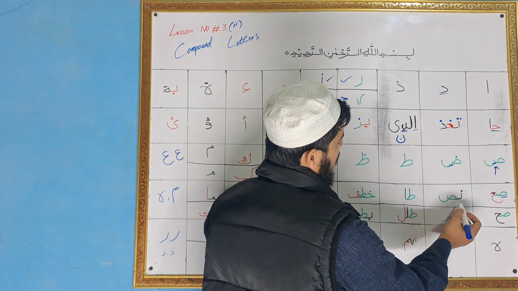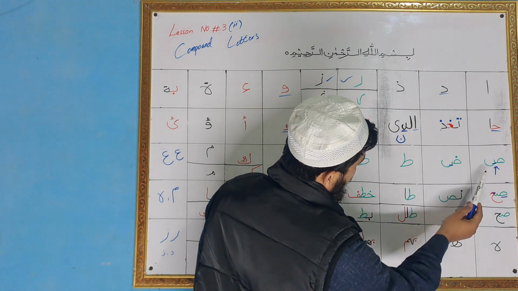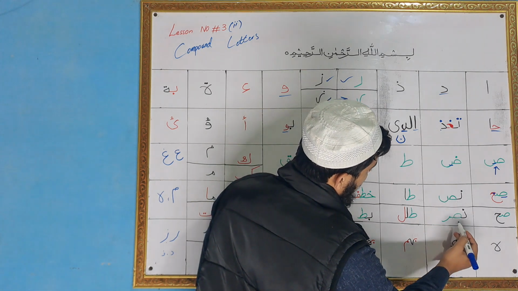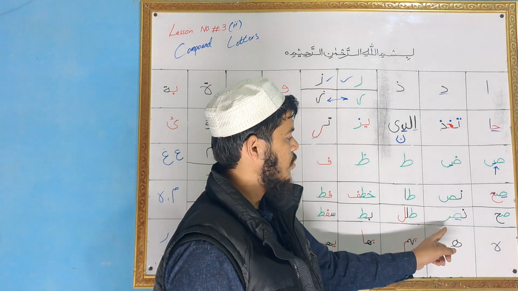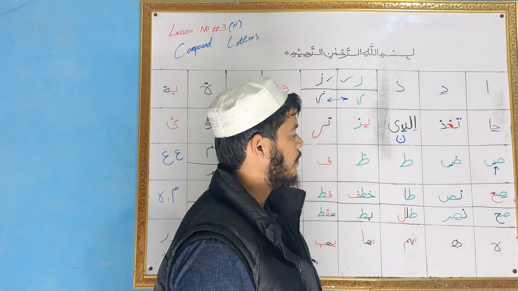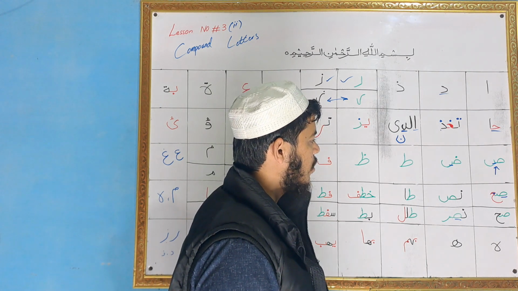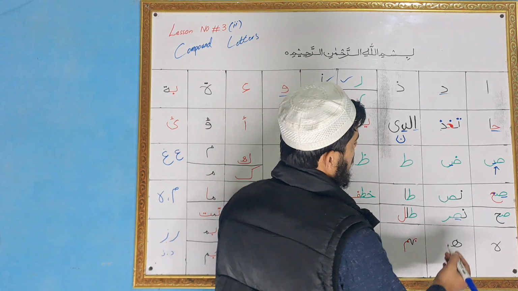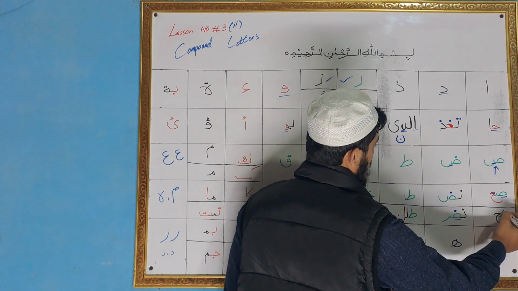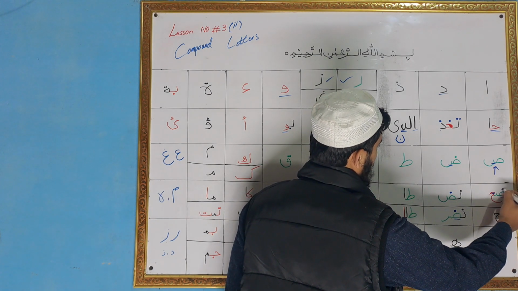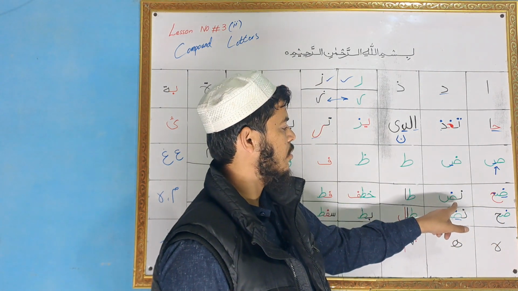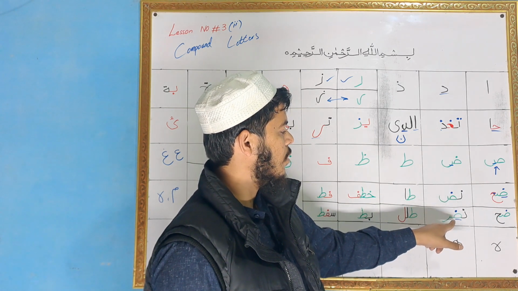As a last letter, you can see now it's last, so it will appear in its original form, Noon, Sad. And as a middle letter, it will be like this, Noon, Sad, Ra. So we have discussed all the possible shapes of Sad, and if we simply put a dot on it, it will be converted into the shapes of Dad. Now it is the letter Dad. Dad, Ain, Dad, Ha, Noon, Dad, Noon, Dad, Ra.